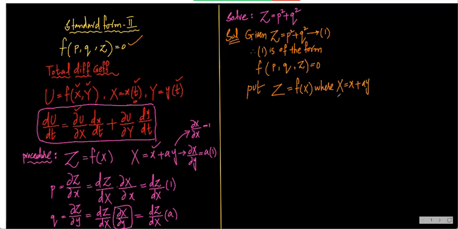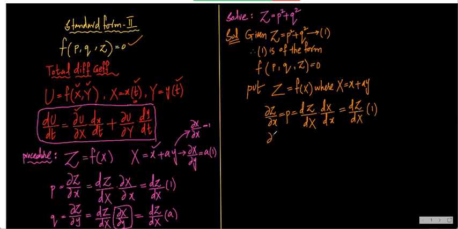Now get the values of P and Q. Dou Z by dou X, it means that it is the value of P. It is also equal to, same story, dz by d capital X into d capital X by d small x. And the values we know, it is dz by d capital X into d capital X with respect to small x, answer is 1.